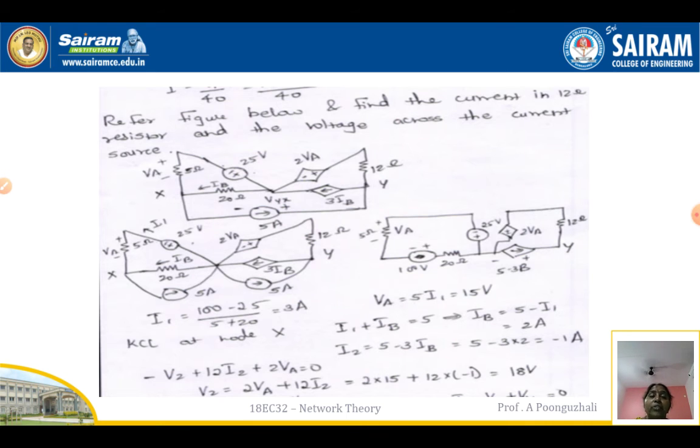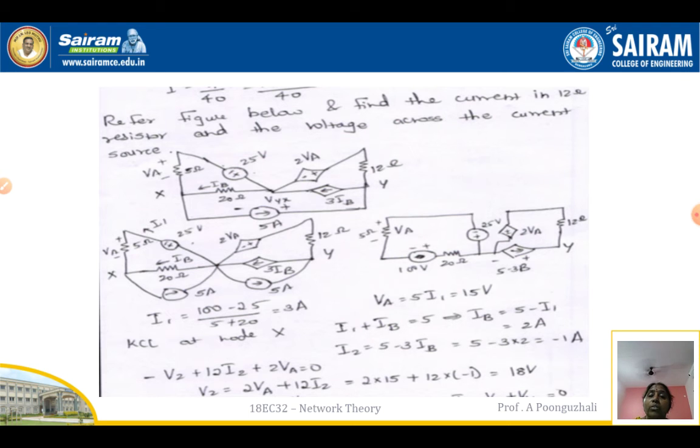So here we are going to refer to the figure below and find the current in the 12 ohm resistor and the voltage across the current source. So we know that between the two nodes we are going to have a voltage, that is your 25 volts. So in this case it is going to be a super node.